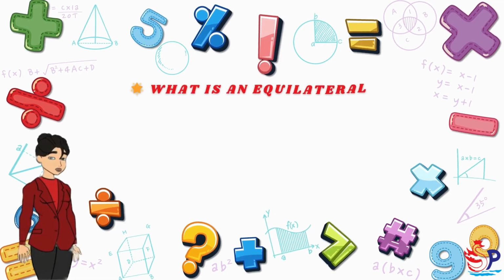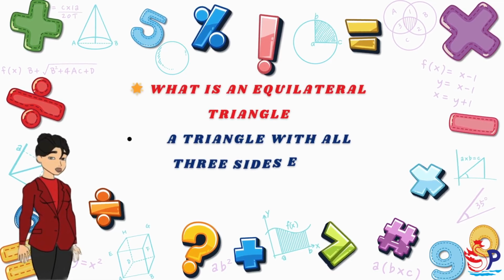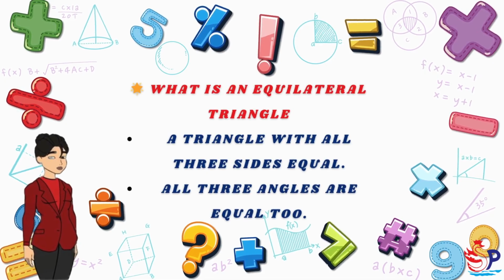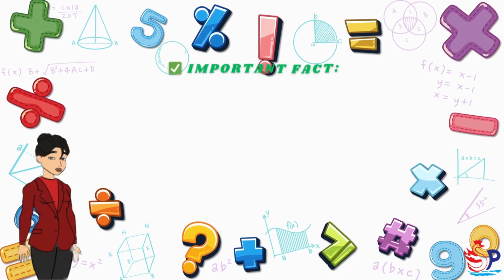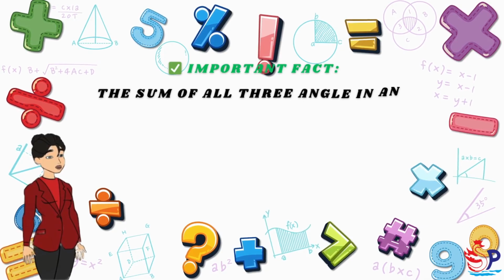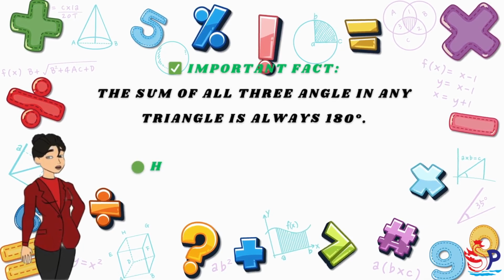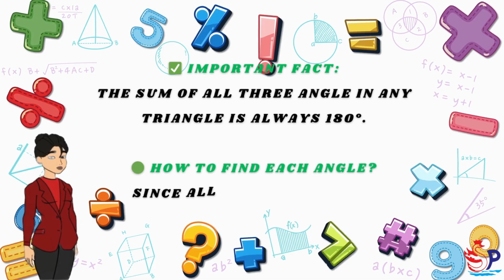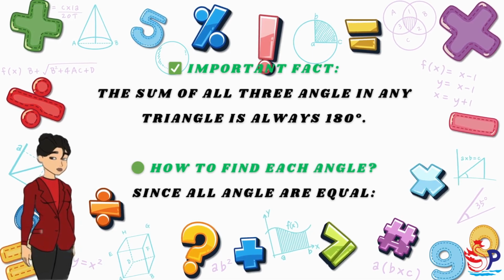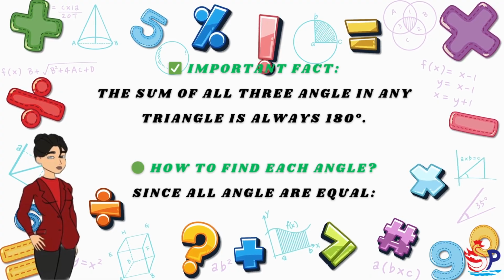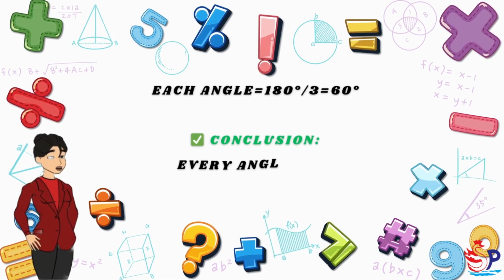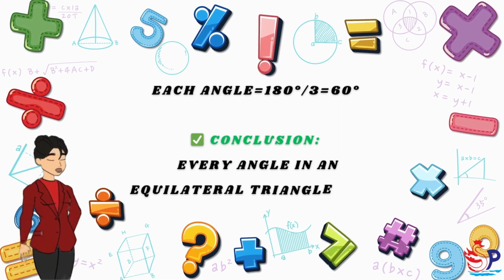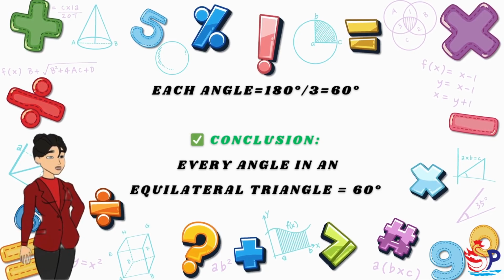What is an equilateral triangle? A triangle with all three sides equal. All three angles are equal too. Important fact: the sum of all three angles in any triangle is always 180 degrees. How to find each angle? Since all angles are equal, each angle is equal to 180 degrees divided by 3, which is 60 degrees. Conclusion: every angle in an equilateral triangle is equal to 60 degrees.